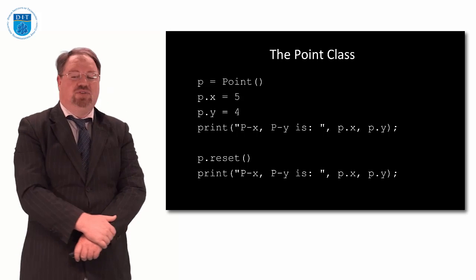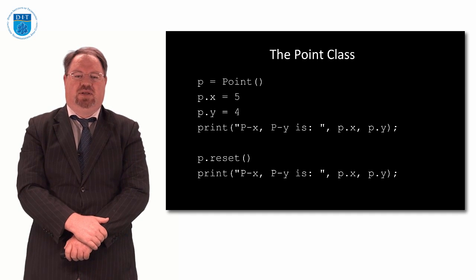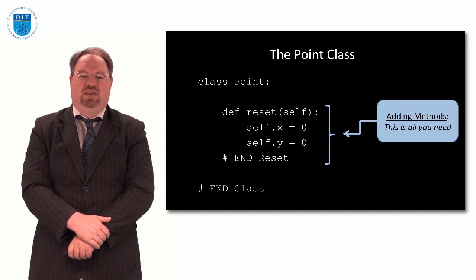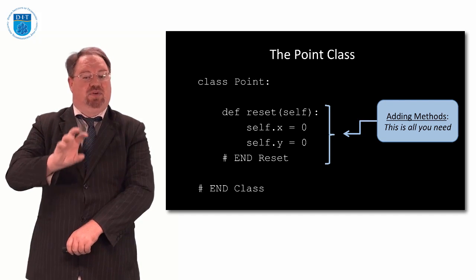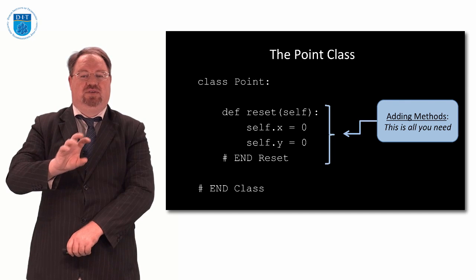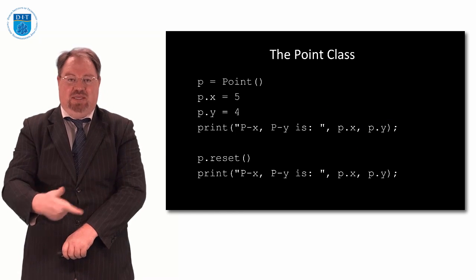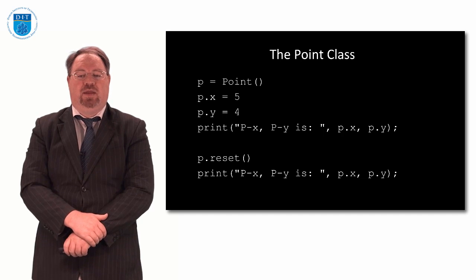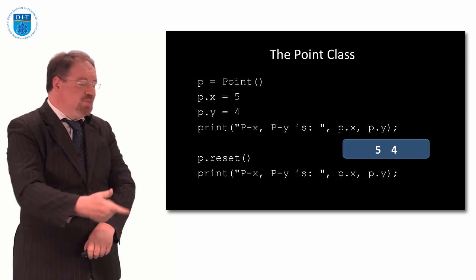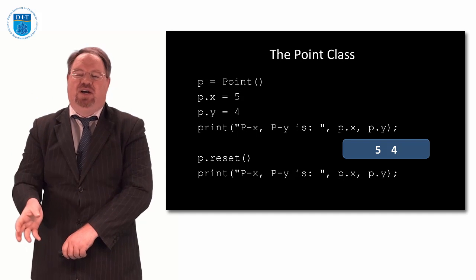Now, all I need to do to reset those values to 0 is say p.reset. If we go back one slide, reset is a command that's embedded within the class, and what reset does is set x to 0 and y to 0. So the self in this case is P, the instance of point we're looking at. If I run this program, the first print will print out 5 and 4, which is x is 5 and y is 4.